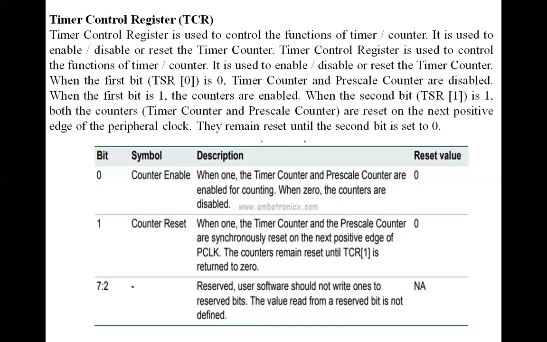Bit 1 is the counter reset. When 1, the timer counter and prescaler counter are synchronously reset on the next positive edge of PCLK. The counter remains reset until the bit in TCR is turned to 0. And bits 2 to 7 are reserved. Software should not write ones to reserved bits. The value read from the reserved bits is not defined.